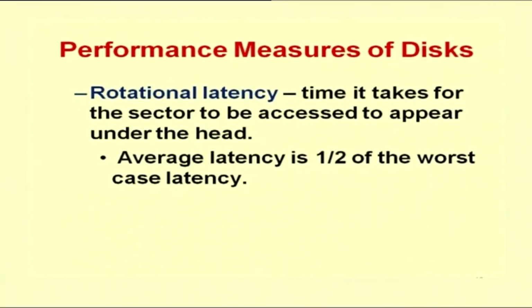And then you have the rotational latency. This is the time when you have reached the correct track, but you have to reach the correct sector. So, the time it takes for the sector to be accessed to appear under the particular read write head. The average latency is half of the worst case latency. The access time consists of two parts, the seek time and the rotational latency. The seek time is the time for the read write head to position itself on the correct track, and the rotational latency is for the sector to reach that.